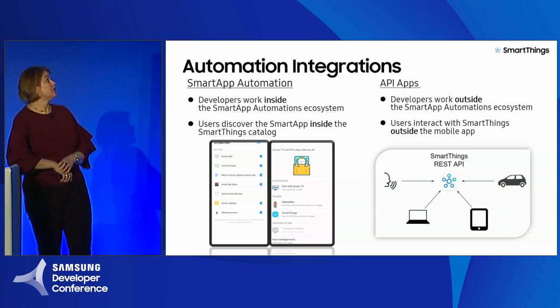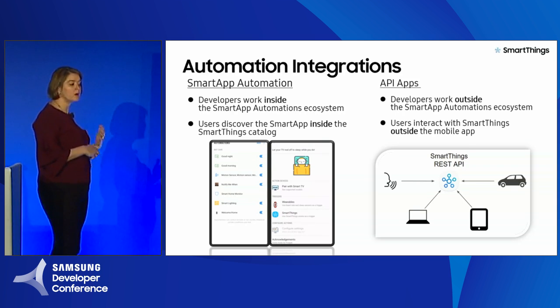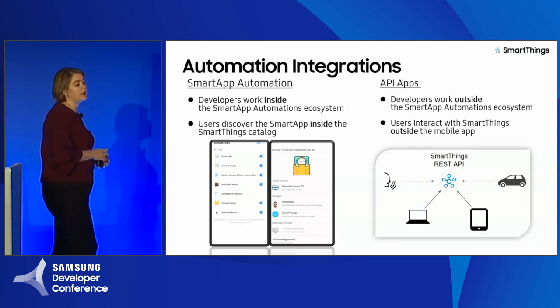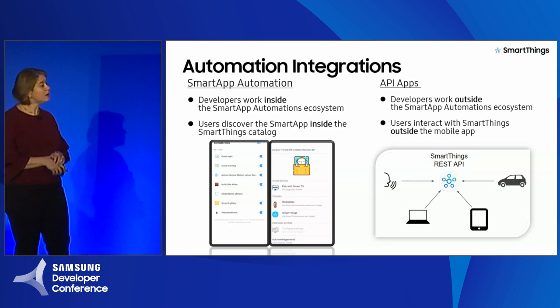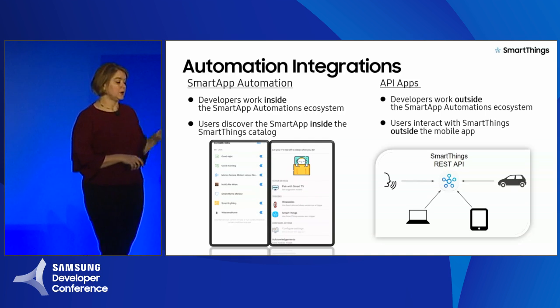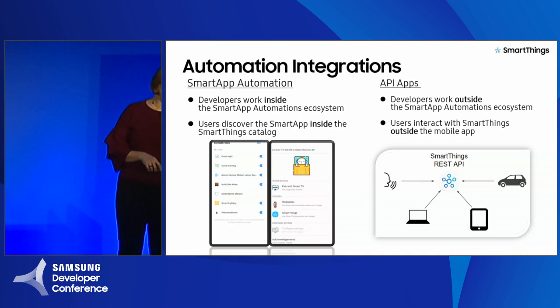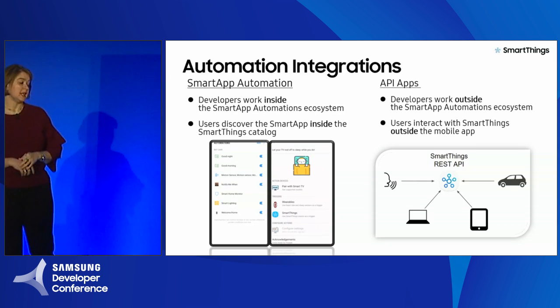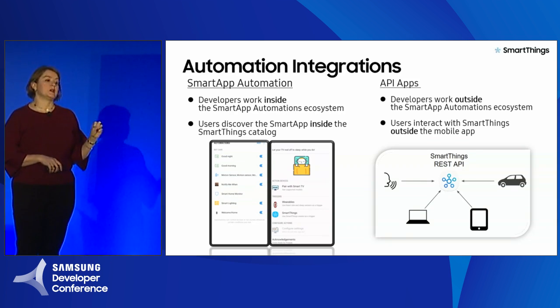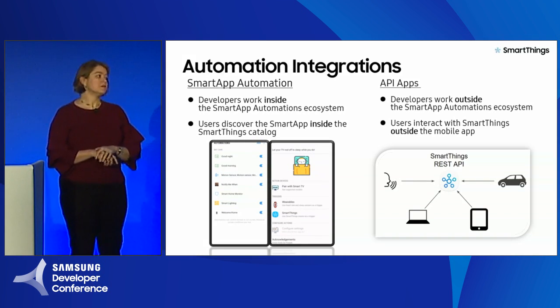So automation integrations, we have 2 primary offerings. The first is the SmartApp Automation, in which the developers work inside the SmartApp ecosystem. That particular solution allows users to discover the SmartApp inside the SmartThings catalog, right? So in that case, you've got a solution where you've got the catalog offering, and then you have the actual configuration as indicated here. So this is actually a solution that one of our developers has created.